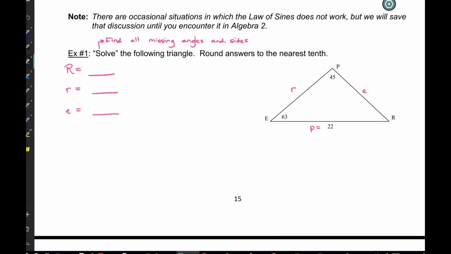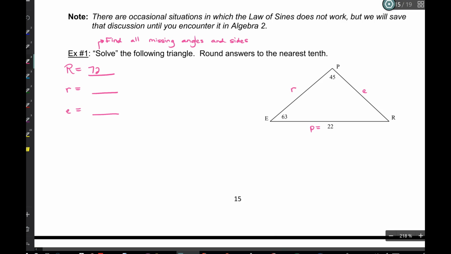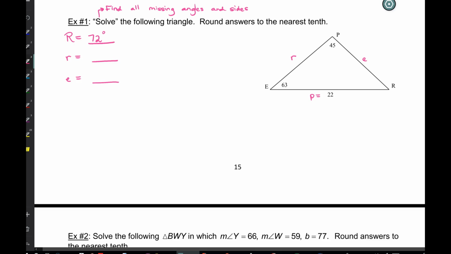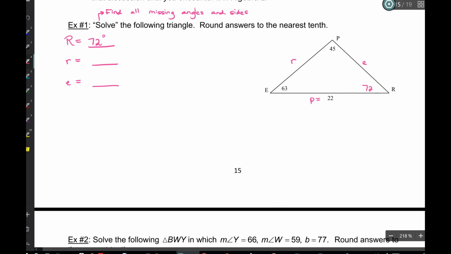Now, what's the easiest thing to solve for? Yeah, angle R. How do we find that? Well, three angles have to add up to 180. So go ahead and what do we get for that? 72. All right. So this is 72 degrees.